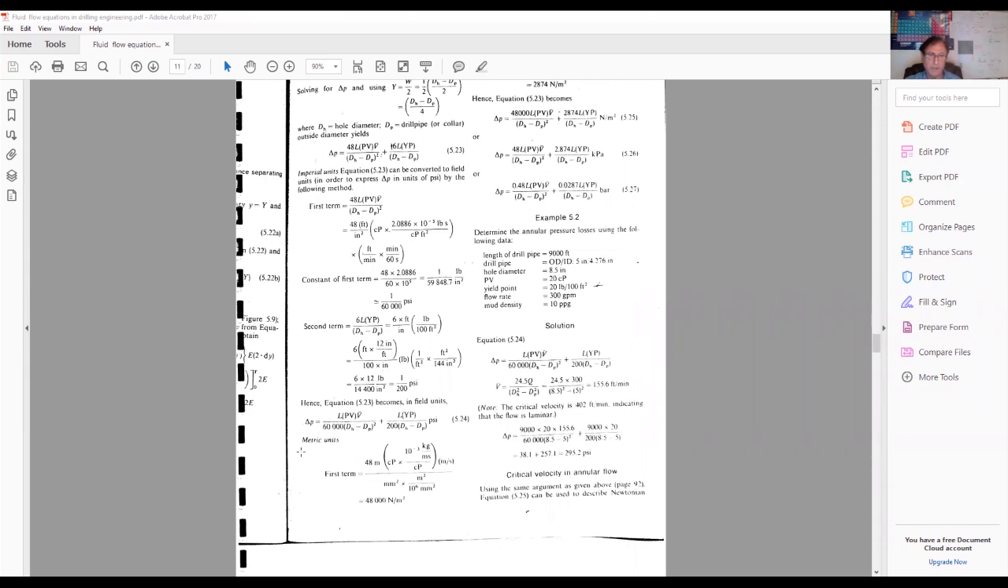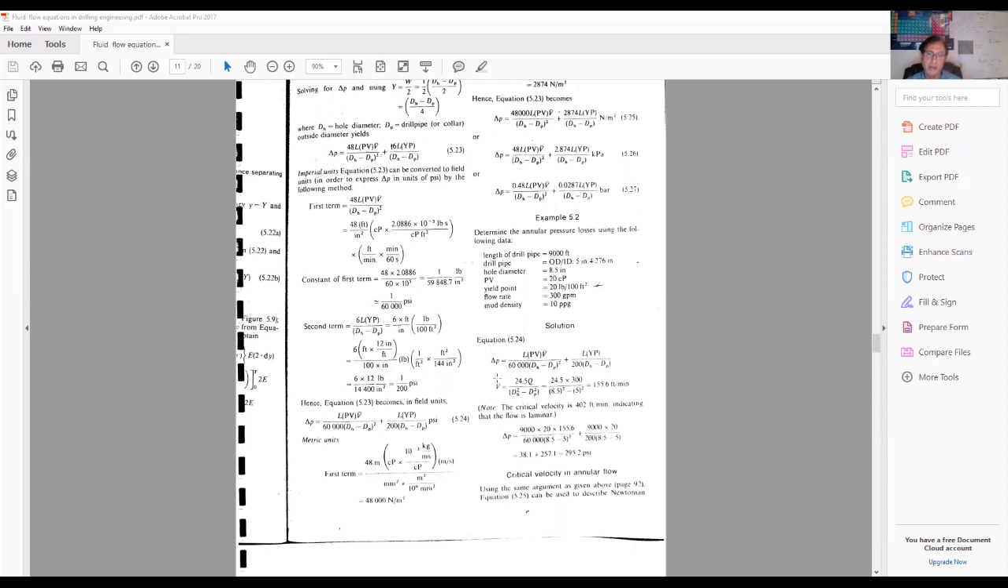in PSI. So that is the equation to calculate the pressure drop in the annulus if the flow is laminar and obeys the Bingham plastic model. It's a difficult sentence to say, but it has to be said like this. So: annular flow equation in laminar flow obeying the Bingham plastic model. That's how it should be said.